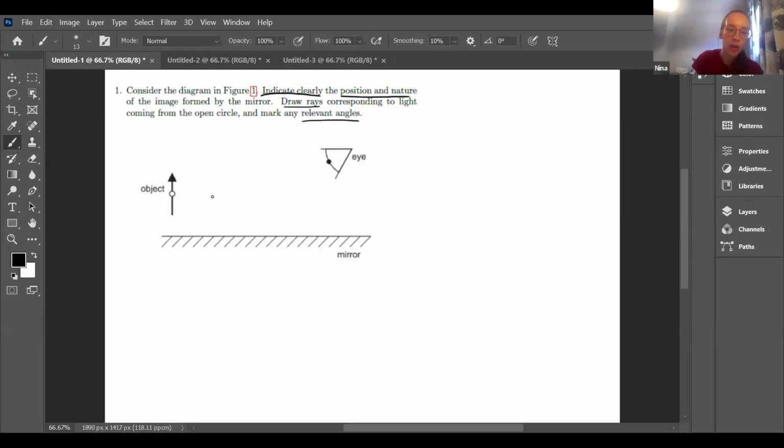Okay. So in order to form an image, we always have to cross 2 different rays. In this case, one of the rays will be coming down from our arrow, so a ray coming down and going through the mirror. So this will be our reference ray. The other rays are the more interesting bit.